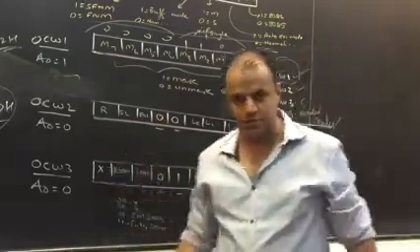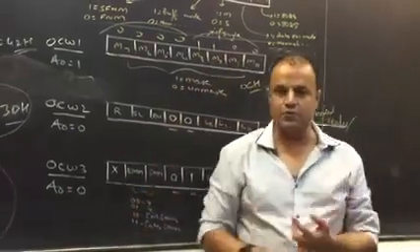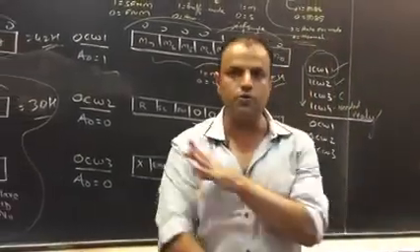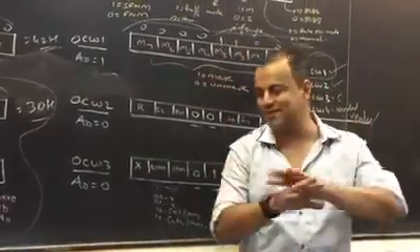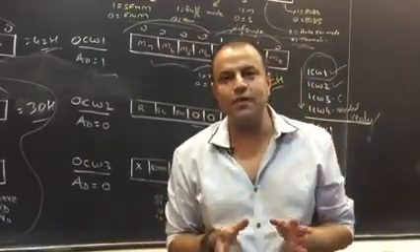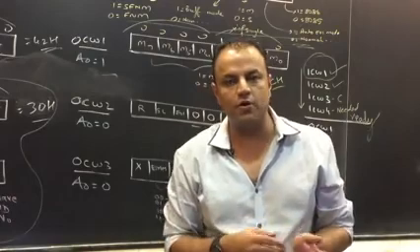Now, there are 8 options over here. Specific EOI, non-specific EOI, rotate on specific EOI, rotate on non-specific EOI, auto rotation set, auto rotation clear, set priority command, and no operation. You don't need to know this. I'm not showing off by telling this. I'm just making my point clear that it's not like I'm not telling you because I don't know.